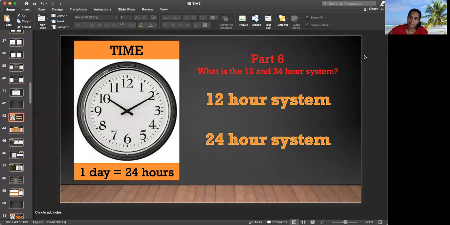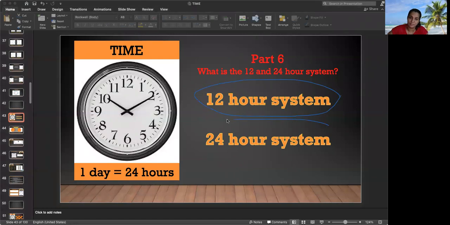The first system is what we call the 12-hour system, and the second system is known as the 24-hour system. Of course, it makes sense, right? We have 24 hours in a day, so we should probably be using the 24-hour system.